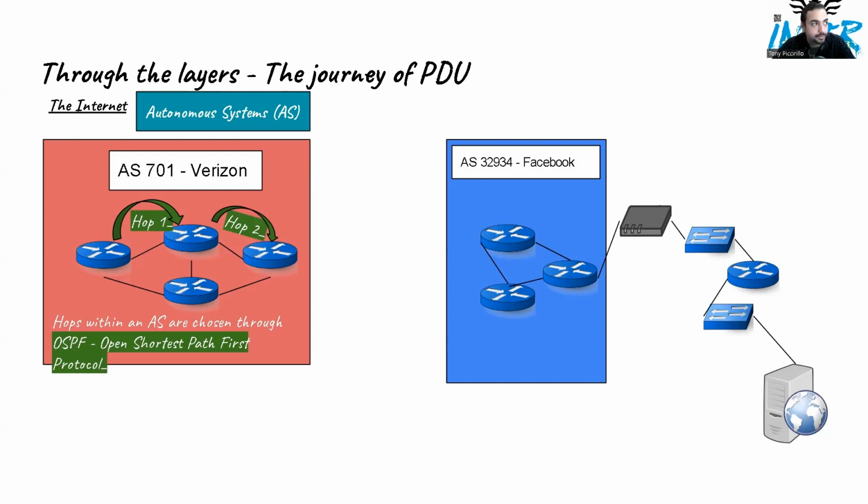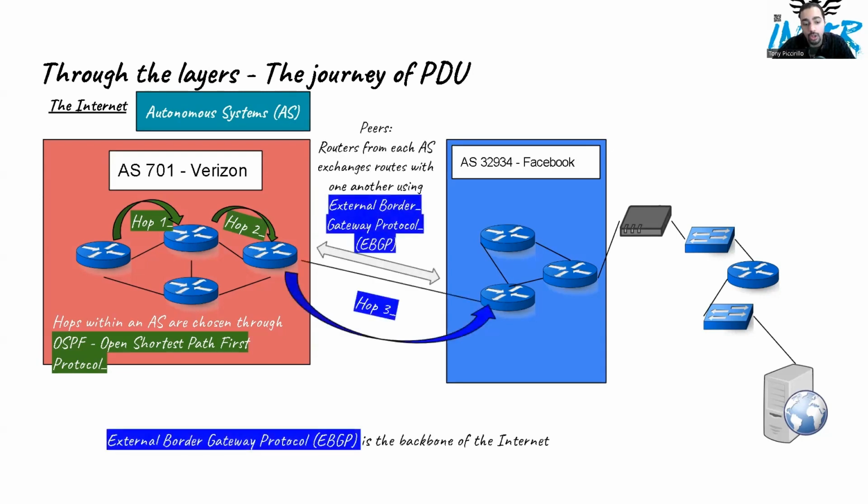In between autonomous systems is the routing protocol known as External Border Gateway Protocol, or EBGP. EBGP uses peering to establish a direct connection between two networks so that BGP can be used to route data between them.